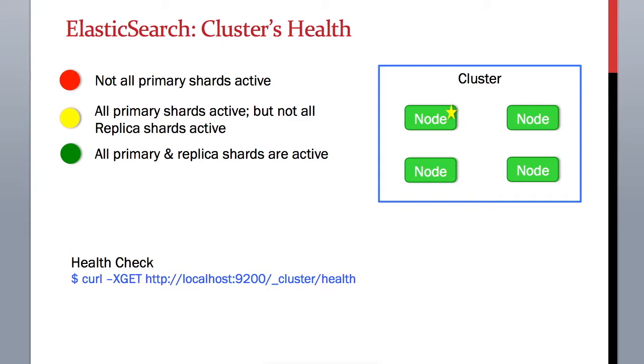If your cluster's health is yellow, it means that all primary shards are active, but not all replica shards are active, which is the case in our single node cluster. If your cluster health is green, then it means that all primary and replica shards are active, and this is the ideal cluster health you want in your production. Okay, so in this exercise, let's check your single node cluster's health as of now.